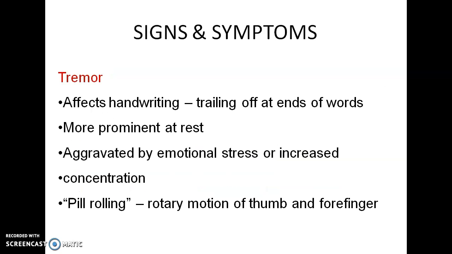Continuing with the signs and symptoms, the next comes tremor. Tremor is the shaking effect. Generally, it is present in the hands. It affects handwriting, which causes trailing off at ends of words. It is more prominent at rest. It is aggravated by emotional stress or increased concentration. And there is one feature known as pill rolling, which is a rotary motion of thumb and forefinger. By this, you can identify a person as having symptoms of Parkinson's disease.